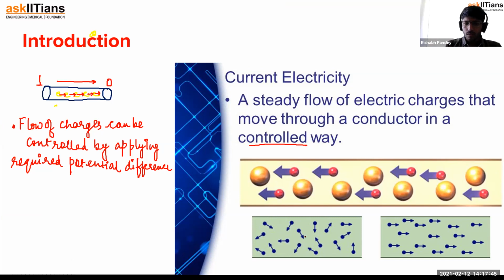Now, as you can see over here, this is without any potential difference, and this is the case with potential difference. Whenever I apply the potential difference, the electrons or the charges start moving in a fixed direction in a controlled way. But if I have not applied any potential difference, they all move randomly in different directions with different speeds. So the net effect produced by them will obviously be 0, isn't it?